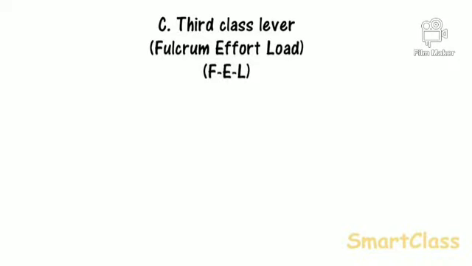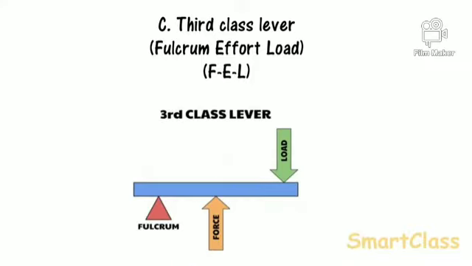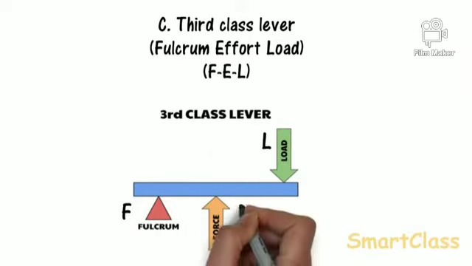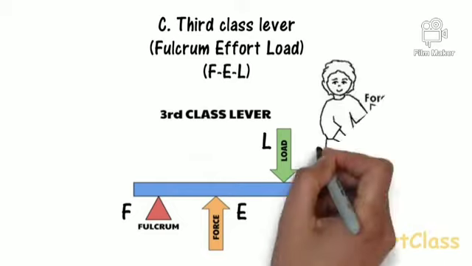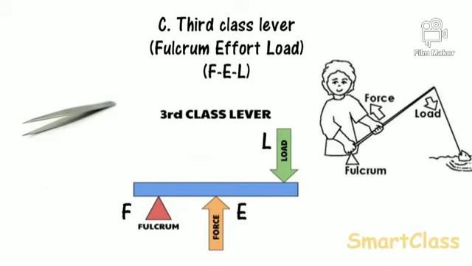The third type is third class levers or fulcrum effort load, or FEL. In this case, the fulcrum is at one end of the lever and the load at the other end. The effort is applied between the fulcrum and the load. Fishing rod, tweezers and tongs are a few examples of third class levers.